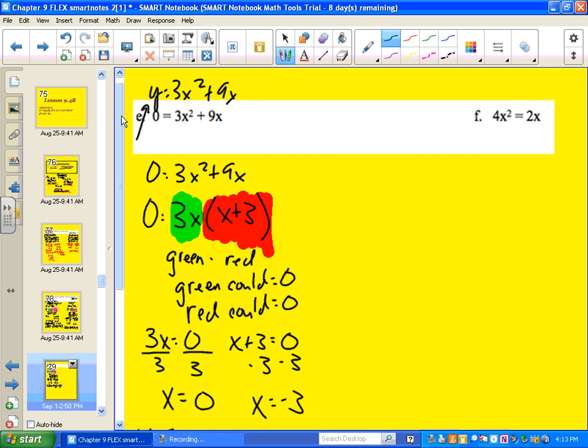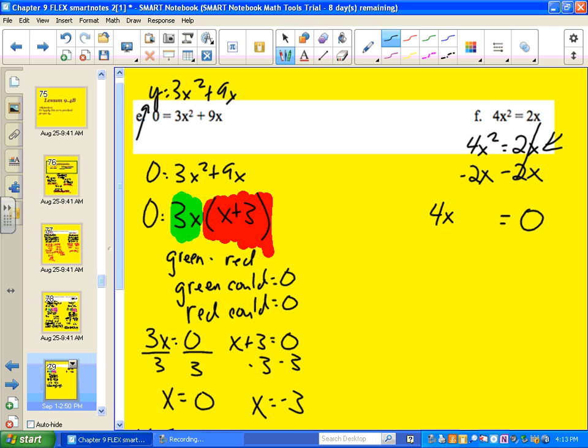Okay, looking at letter F. For this one, we don't have y equals. We have 4x squared equals 2x. We need to get one of those two sides to equal 0. So I need one of these two sides to equal 0. Well, if I have 2x on the right-hand side, to get that to go to 0, I just subtract 2x, because 2x minus 2x cancel, and I'm left with 0.